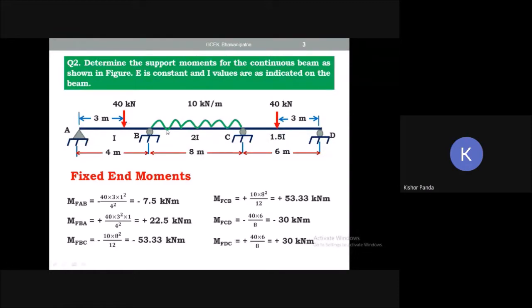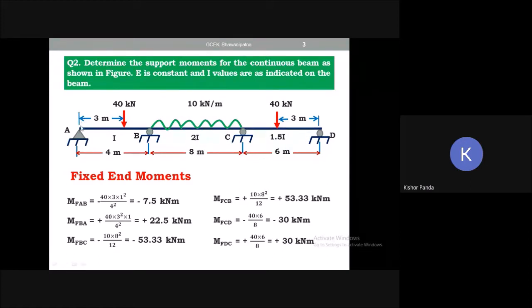And on span BC, there is a uniformly distributed load of intensity 10 kilonewton per meter. Then on span CD, there is a concentrated load of 40 kilonewton at a distance of 3 meter from support D. These are the loading and the moments of inertia given. So what is your first step? You have to find out the fixed moments.